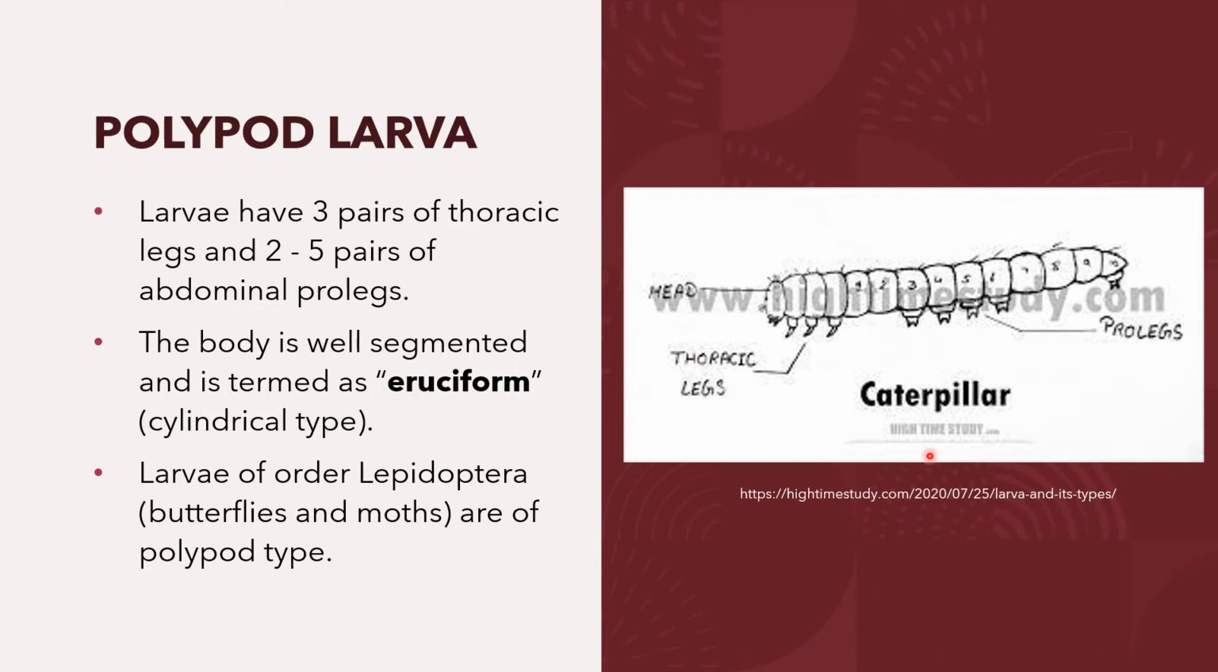The diagram shows an example of the polypod larva, the caterpillar. The caterpillar has 5 pairs of prolegs on the 3rd, 4th, 5th, 6th, and the 10th abdominal segments. So this is exemplified by the larvae of the order Lepidoptera, particularly the butterfly.